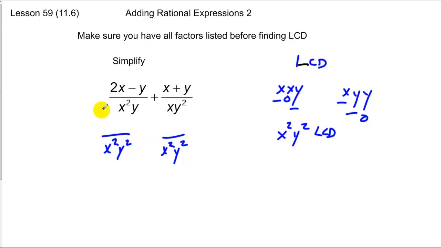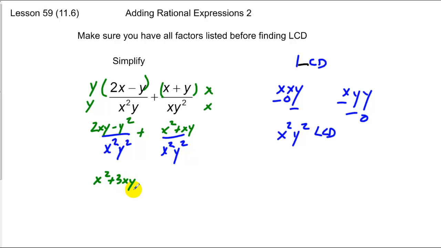Multiply the numerator and denominator by what you need to get from the original denominator to the new denominator. That's a y in this first case. Distributing through, 2xy minus y squared plus, need an x in this case, multiply through, I get an x squared and an xy. Add like terms, there's an x squared plus 3xy minus y squared over x squared y squared.